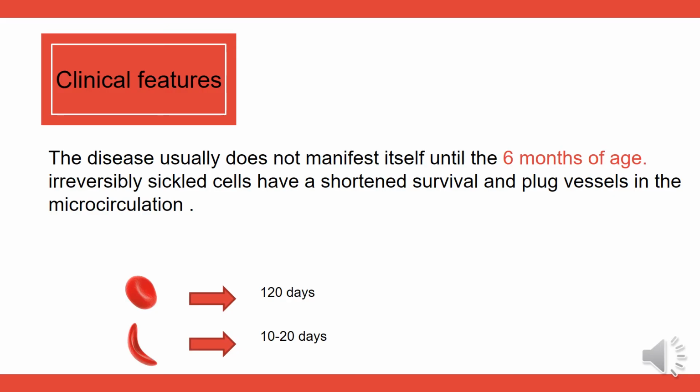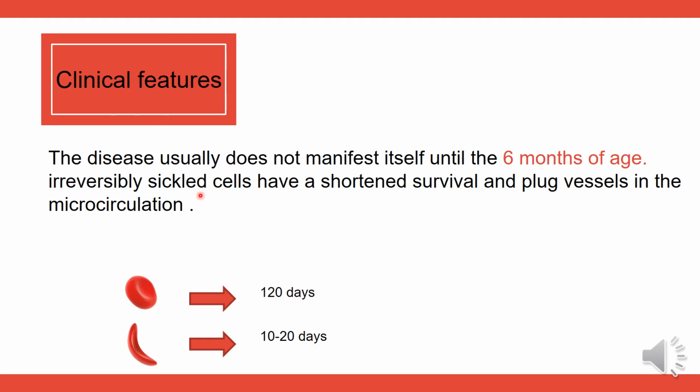Clinical features of sickle cell disease. The disease usually does not manifest itself until 6 months of age. This is because in the first 6 months, the infants will be protected by a high level of HbF. So, symptoms of sickle cell anemia manifest after 6 months of age.